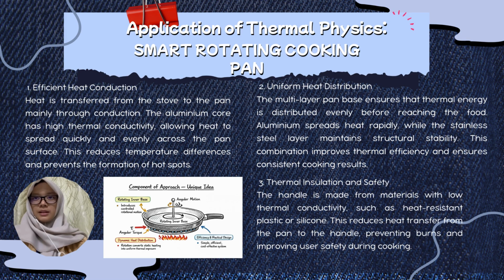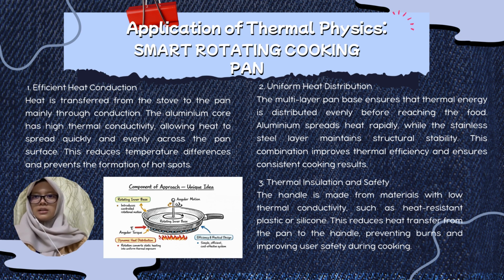Thermal physics explains how heat is transferred in the cooking pan. Heat from the stove is transferred to the pan mainly through conduction. The pan uses a multi-layer base, and aluminum is one of the layers. It was used because of its high thermal conductivity, which allows heat to spread quickly and evenly. Besides, a stainless steel layer provides strength and durability.